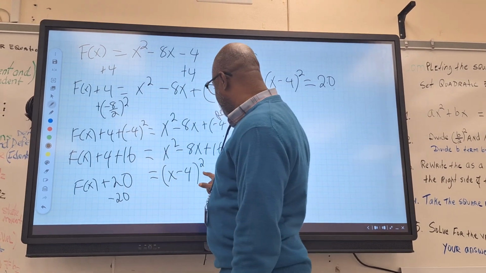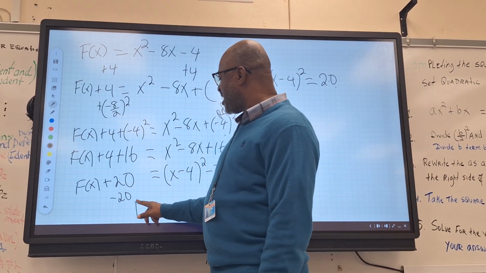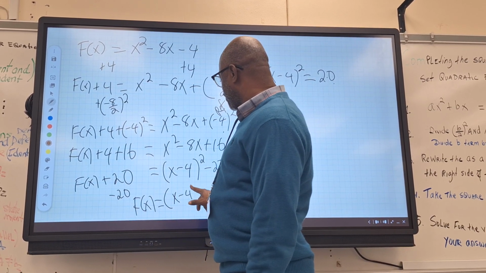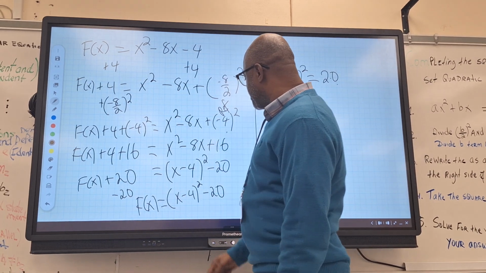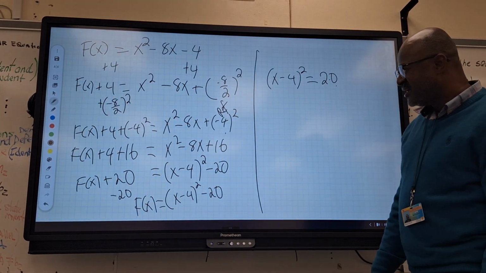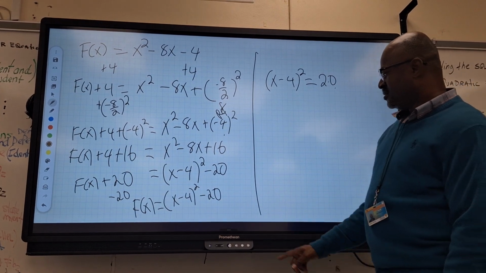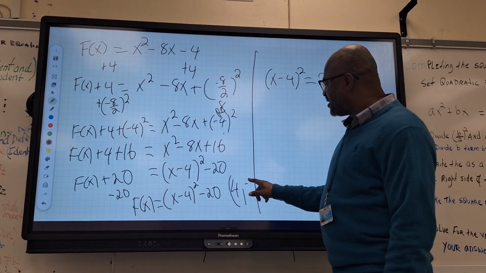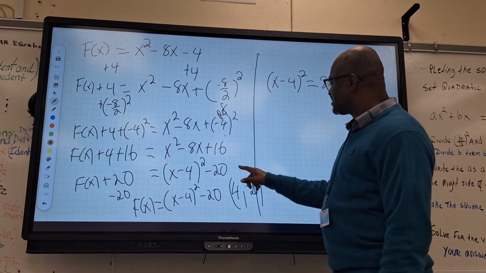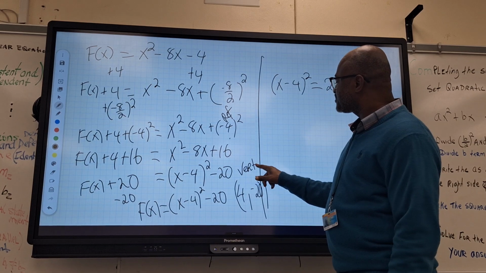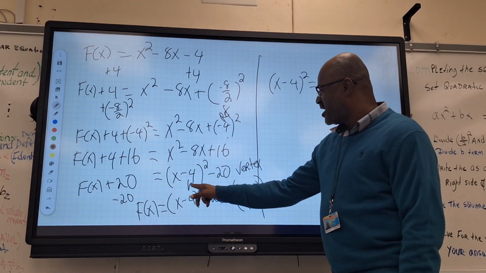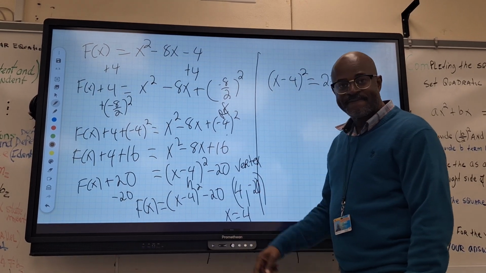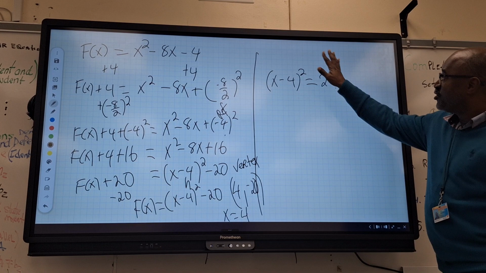You should be able to tell what the vertex is. So you'll have y or f of x is equal to x minus 4 squared minus 20. Now can you name the vertex? What is it? 4, positive, negative 20. That's the vertex. Exactly. You always take that. This becomes your h. When you change it, your x-axis is 4. This number. Right?